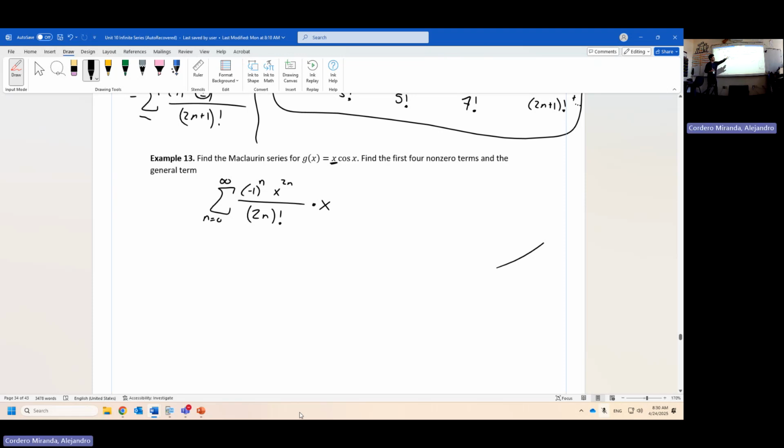All right. So I think most people got to this point where you said, here's cosine, now multiplied by x. There it is. And then something next you could do is now combine the x to the 2n times the x to the first to make it x to the 2n plus 1. And then not only does that look nicer, more succinct and simplified, but it also helps you find the first four non-zero terms in the general term.